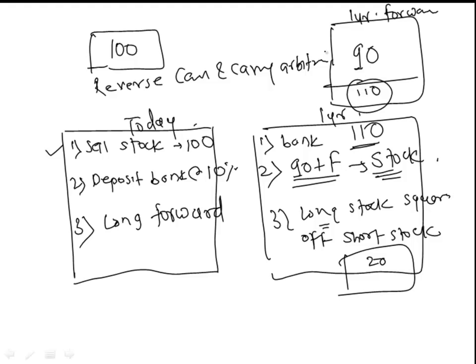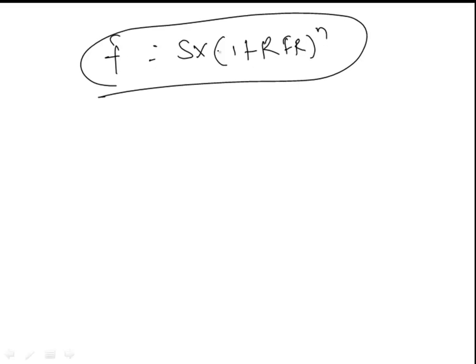So, the conclusion is that in order to ensure that there is no arbitrage, the forward price should always be S into (1 + RFR) raised to N. Now see, this is called the theoretical no arbitrage forward price. And this word theoretical is really important.